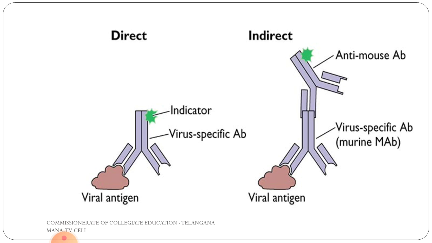So, this is the difference between direct and indirect. In direct, the viral antigen is bound to a labeled antibody, that is it. Whereas in indirect, the viral antigen is first bound to a virus-specific antibody, for example a murine antibody, and this is again bound with an immunofluorescent labeled anti-mouse antibody.